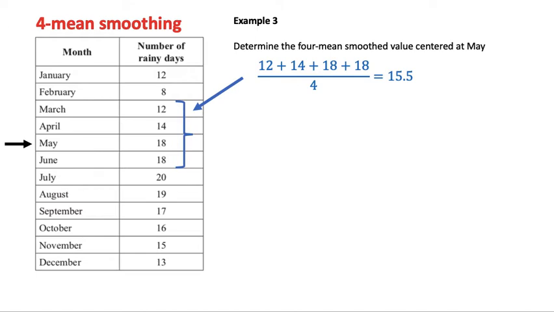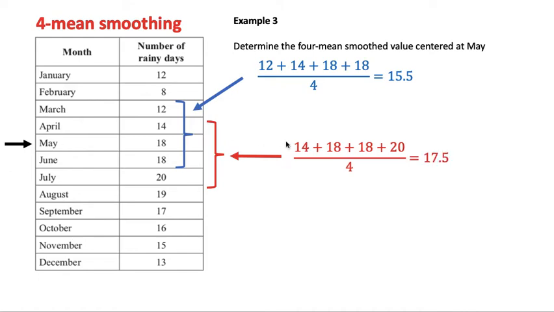And then we repeat the process, but with the next lot of 4 numbers, which are, again, not quite centered on May, but they're just above May. So those 4 numbers will be the number just before May, the number for May itself, and then the 2 numbers after May. Same deal again. We average those 4 numbers out, add them together carefully, and then divide by 4, and we'll get a mean of 17.5 for those numbers.